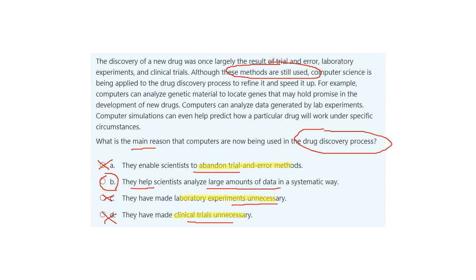Computer science is applied to the drug discovery process to refine it and to speed it up, to make it quicker. Why? Because they can analyze genetic material. They can look at a lot of material. They can analyze data. And so the key word there is analyze. Computers are being used to analyze data, to make the process more quick. The result of trial and error is still there. Laboratory experiments are still there. Clinical trials are still there. But to make the whole thing quicker, computers are used to do the analysis.